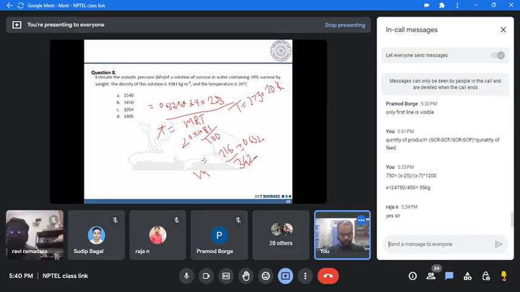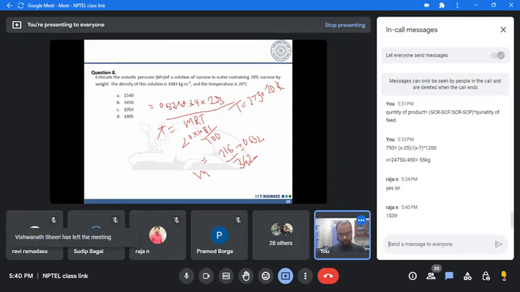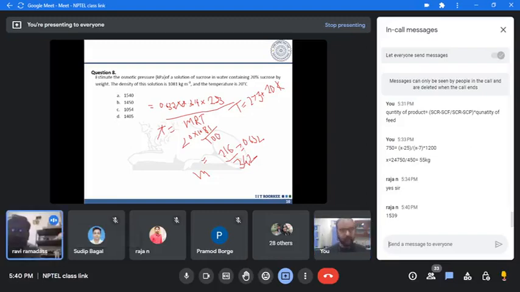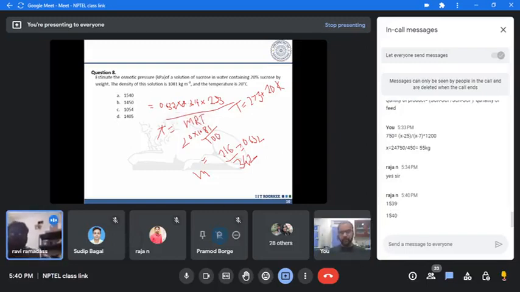If I solve this with my calculator, 0.632 into 8.314 into 293, I get 1539. That is close to which answer? 1540. Okay, so the answer is A.